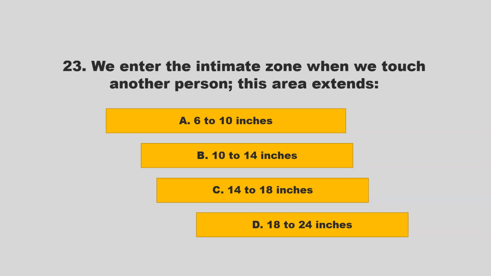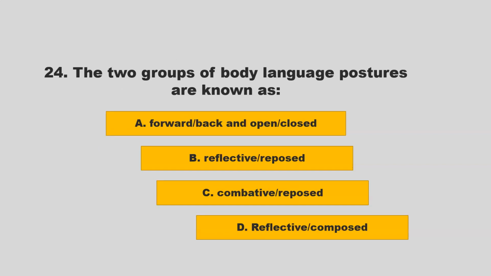We enter the intimate zone when we touch another person. This area extends 6 to 10 inches, 10 to 14 inches, 14 to 18 inches, 18 to 24 inches. If you chose B, 10 to 14 inches, you are correct.